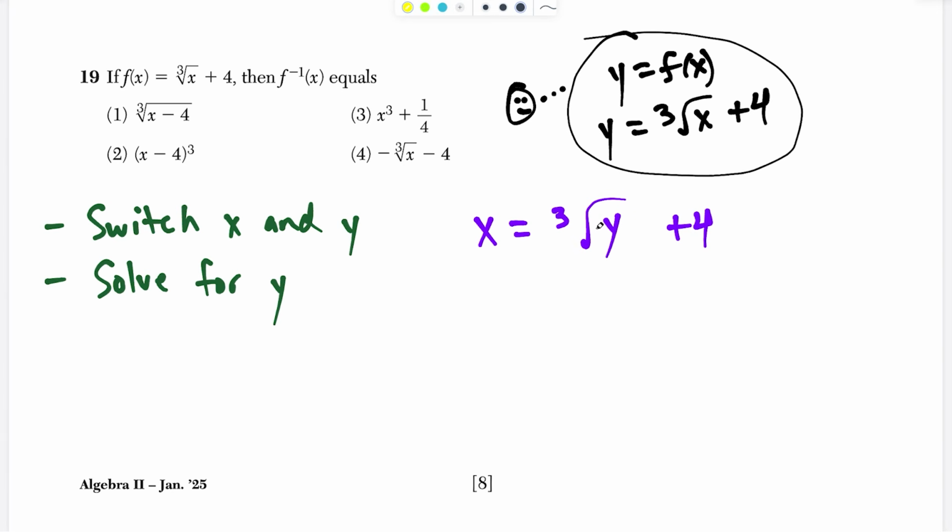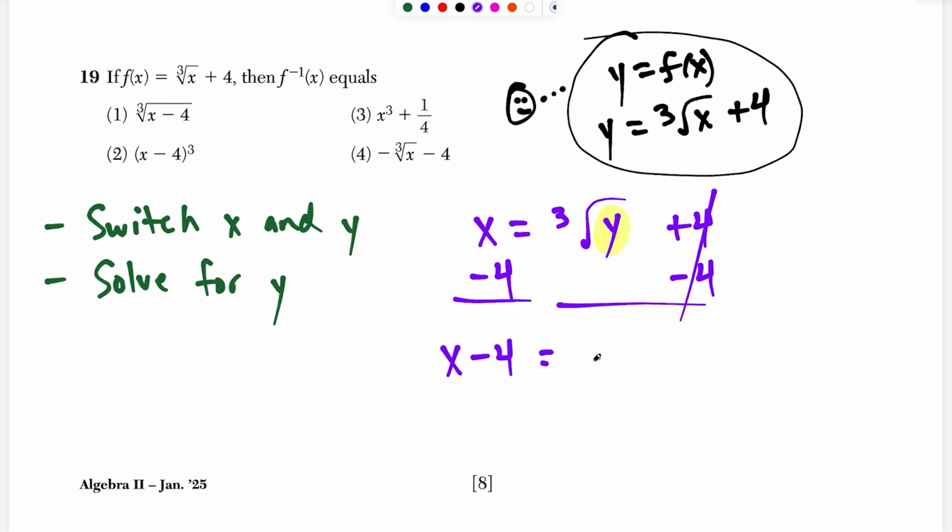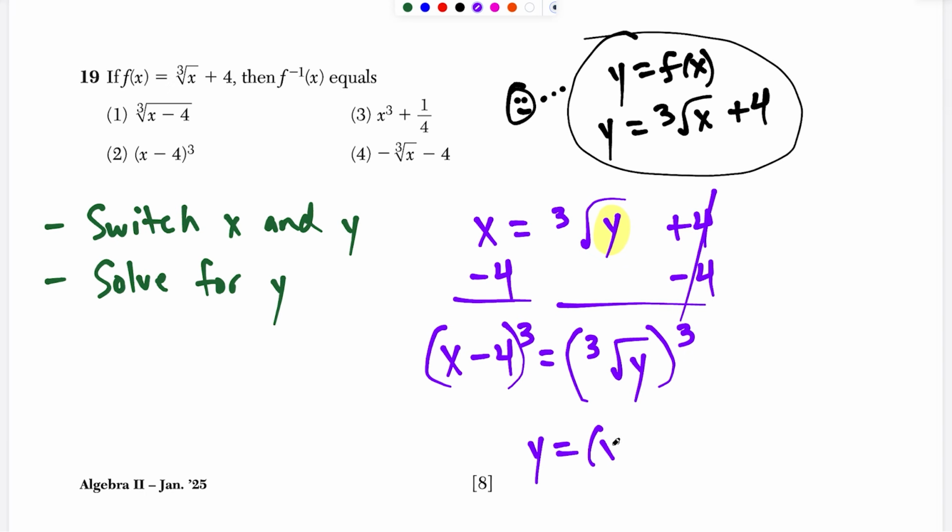So I'm just focusing on this term here. This is what I want to get by itself. So we could start by going minus 4 on both sides. And now on the right side, 4 minus 4 cancels. We have x minus 4 equals the cube root of y. And now the last step here, the opposite of taking the cube root is raising something to the 3rd power. So we raise both sides to the 3rd power like this. And then this will tell us that y is equal to x minus 4 to the 3rd. And if I wanted to answer this formally, the inverse function, I could write it out like this. I could say f inverse of x is equal to x minus 4 to the 3rd power. So choice 2 is our answer.